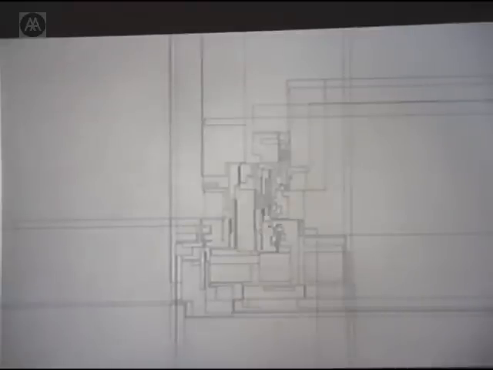So if you analyze the brief and you put it on that site, it becomes this. If you make it into a mass of building, this is the scale of the program imposed on the site.